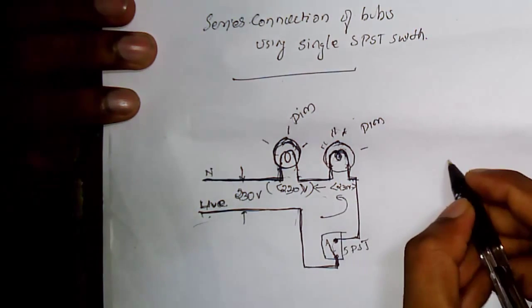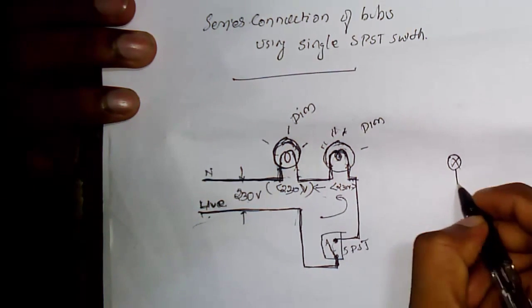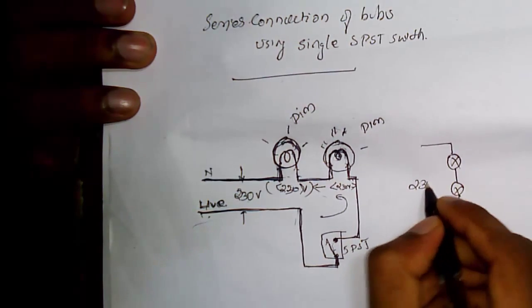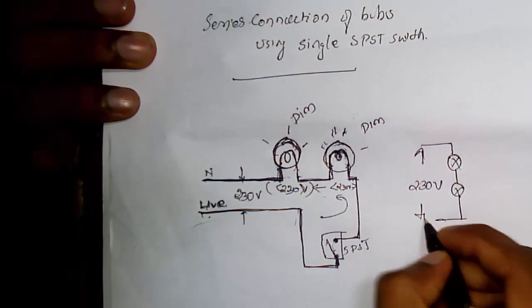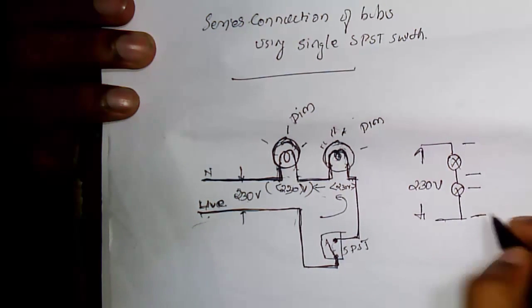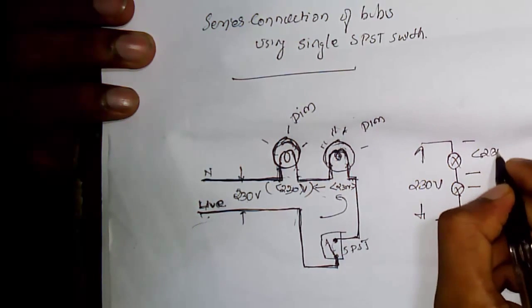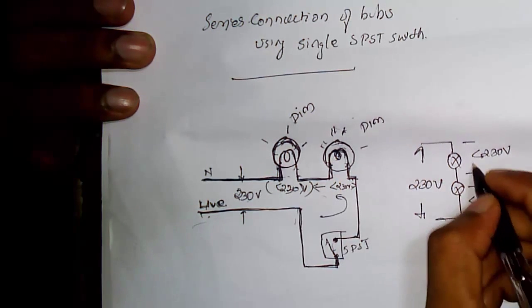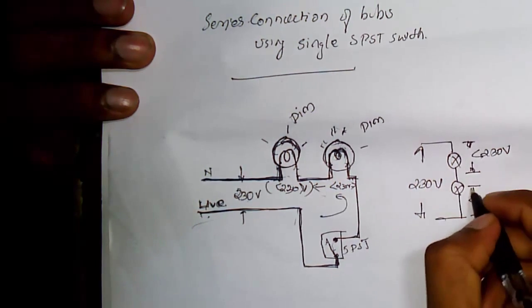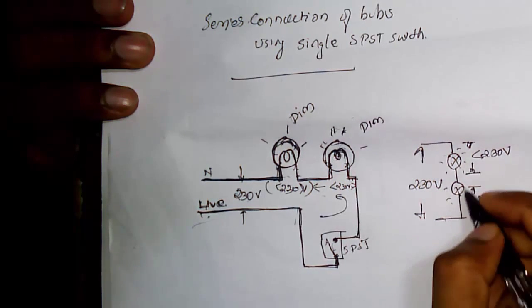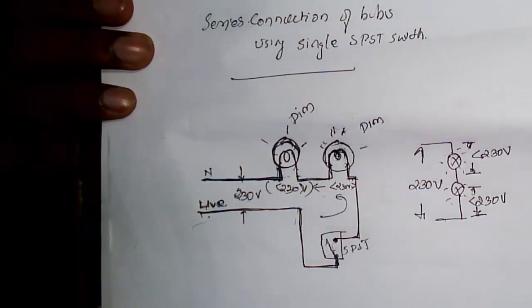This dimness is because when these two bulbs are connected in series and 230 volts is applied across them, the voltage across each bulb is less than 230 volts. So the brightness of these two bulbs will be less.